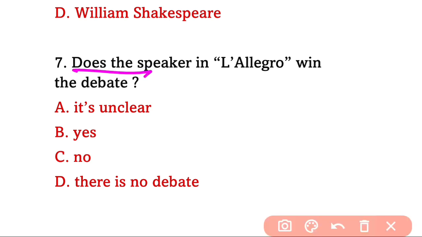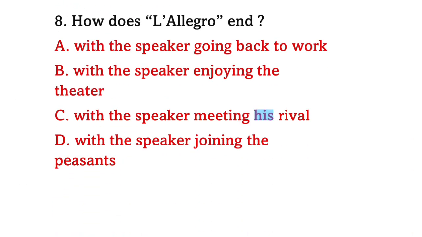Next question, question number 7. Does the speaker in Allegro win the debate? What will be the answer? The answer will be it's unclear. Option A is correct.